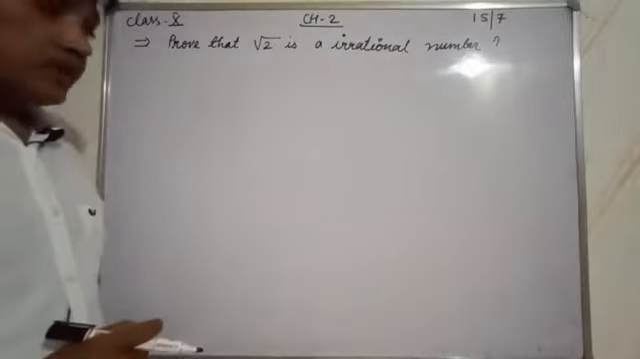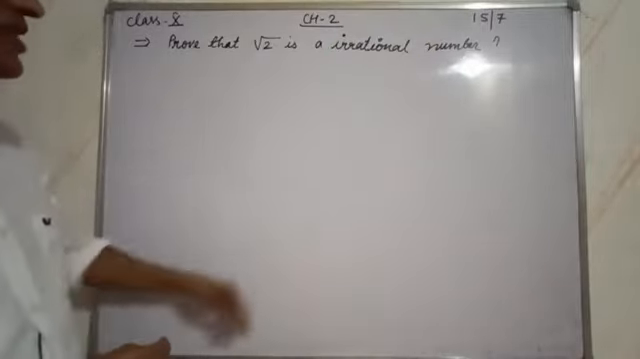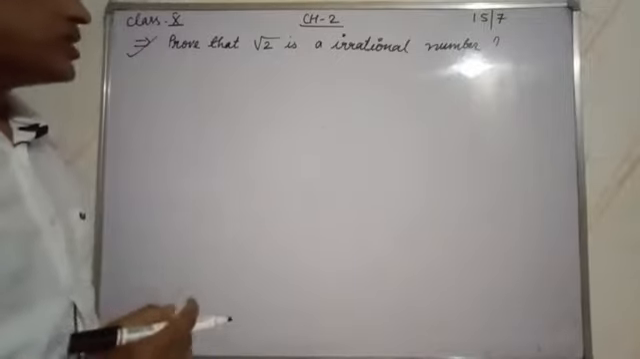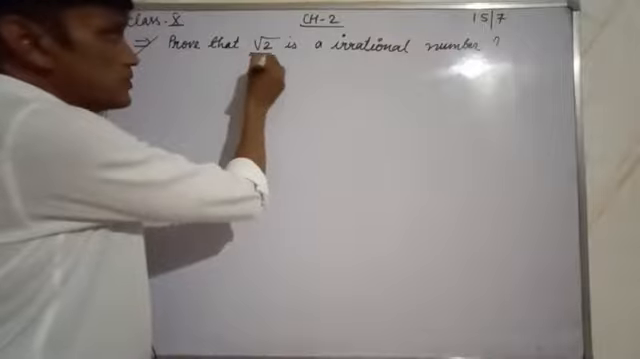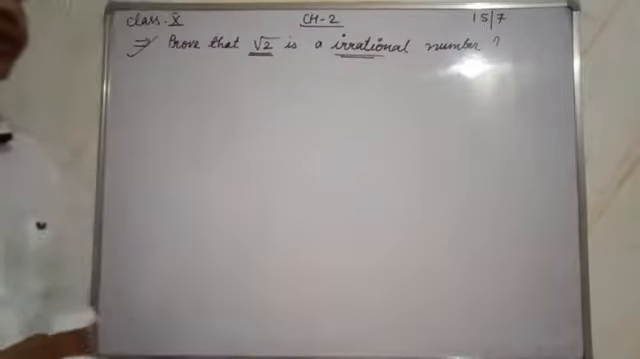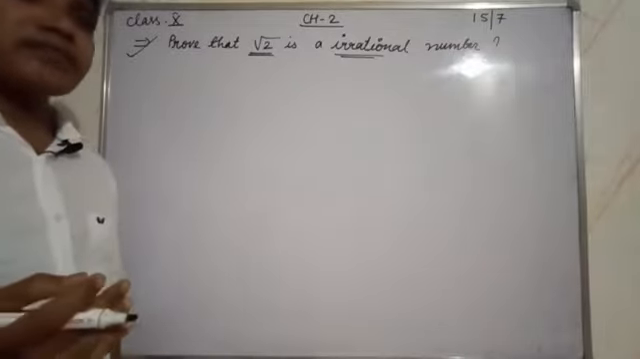Hello and welcome to the maths class from chapter 2. One important question is: prove that under root 2 is an irrational number. Again, see what is a rational and an irrational number.